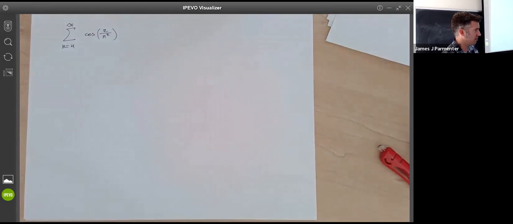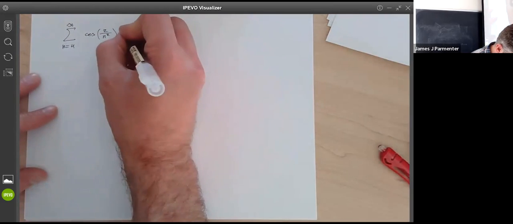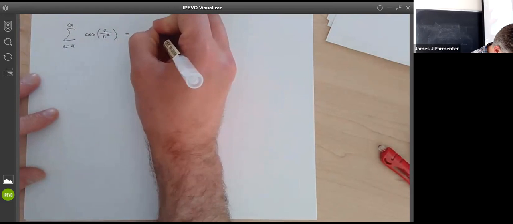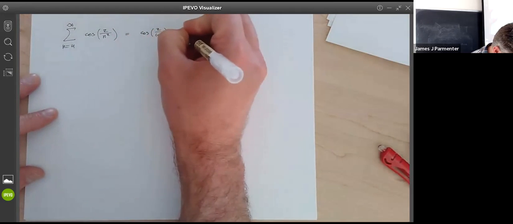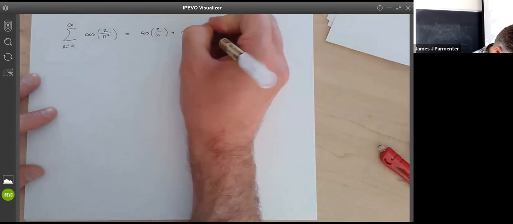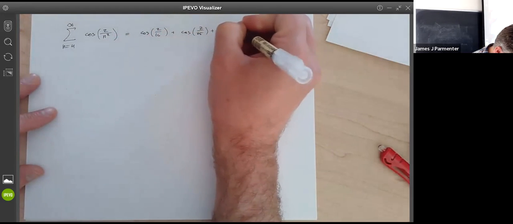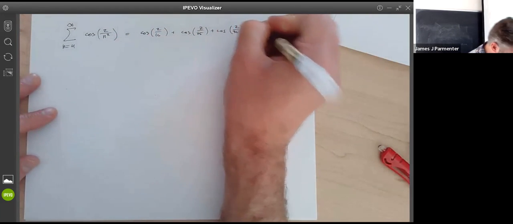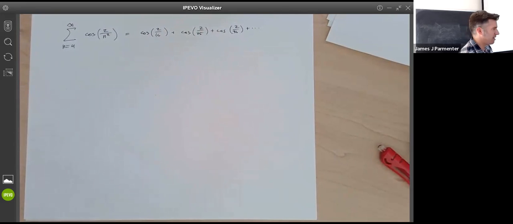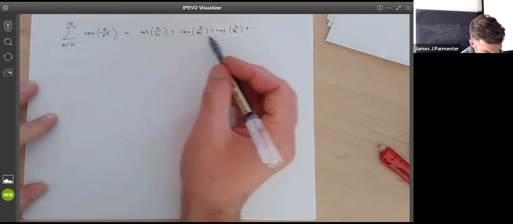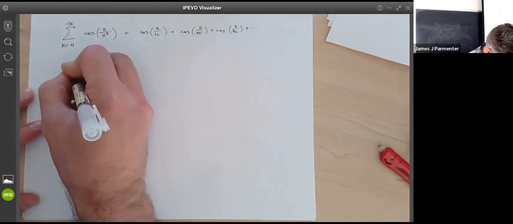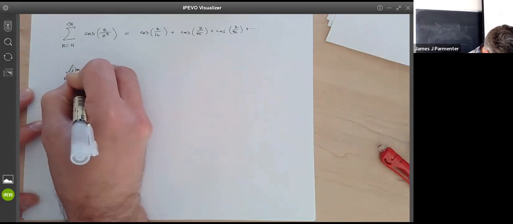It's a weird series, first of all, right? I mean, it's going to be cosine of 2 over 16 plus cosine of 2 over 25 plus cosine of 2 over... right? I mean, that looks awful in the first place. It might alternate signs. I don't know. It might oscillate back and forth between positive and negative things. But we don't really need to worry about that because we can think about what this limit is.